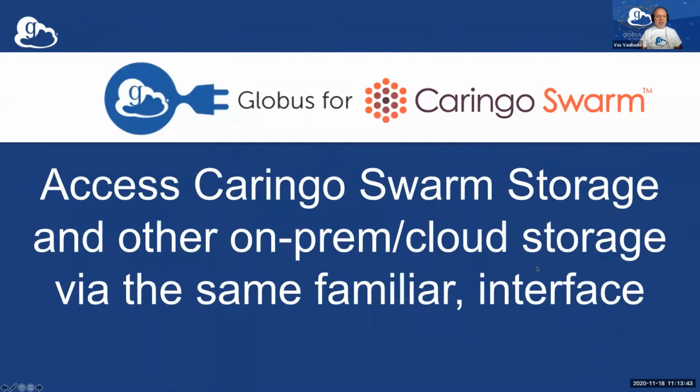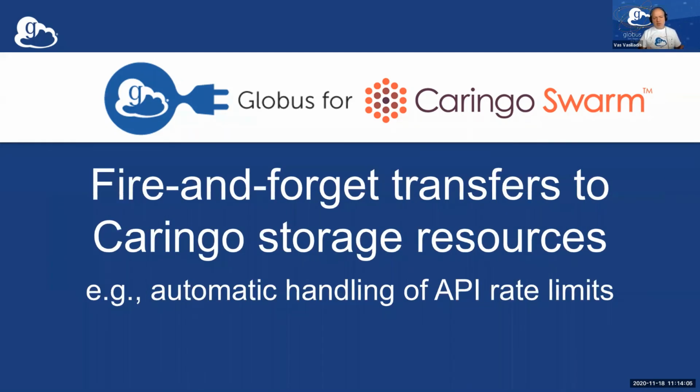And by having this mechanism in place, one of the nice things, certainly for current Globus users, is they can add Caringo to their storage ecosystem and access it via the same familiar interface. They can also use it to move data from other storage systems to Caringo for better management, as Eric was describing. And when they do that, it's the classic fire and forget mode where Globus takes care of all the details, so you're not having to babysit this transfer. So if you're moving a lot of data to Caringo from something that has API rate limits, for example, the Globus service will just take care of all of that for you.